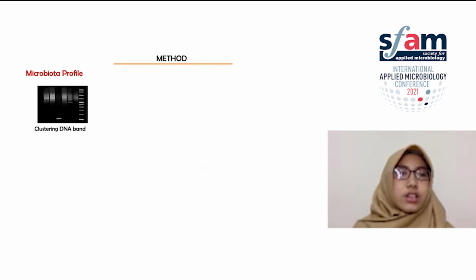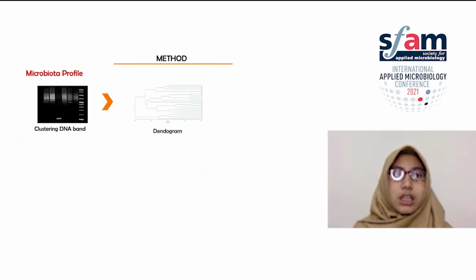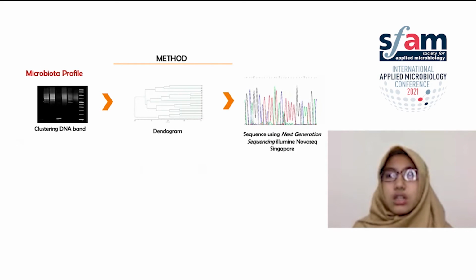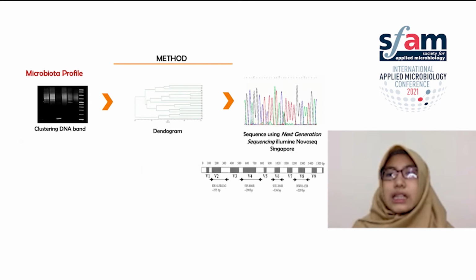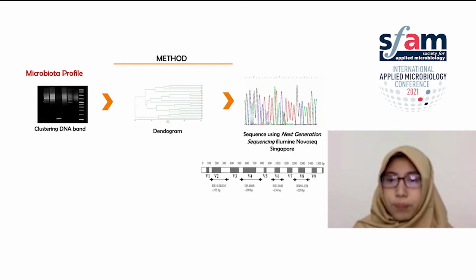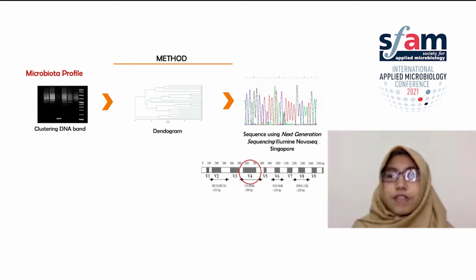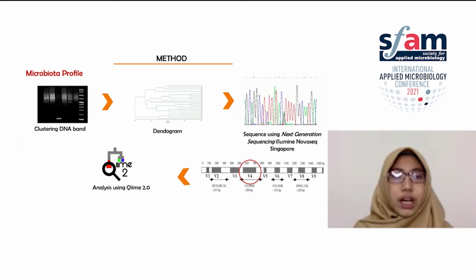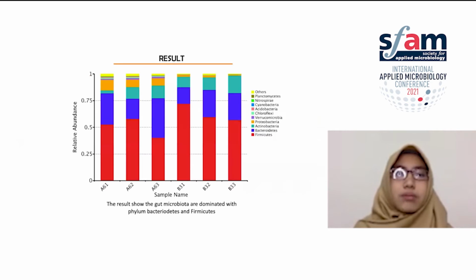After that, we get the DNA bands, cluster them and make a dendrogram, and then we choose samples for sequencing using next generation sequencing, Illumina NovaSeq from Singapore. The NGS that we use in this research is 16S metagenome in the V4 region. And after NGS, we will analyze the data using QIIME 2.